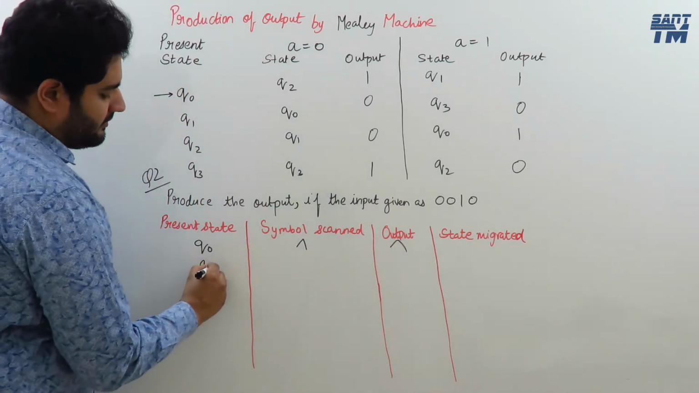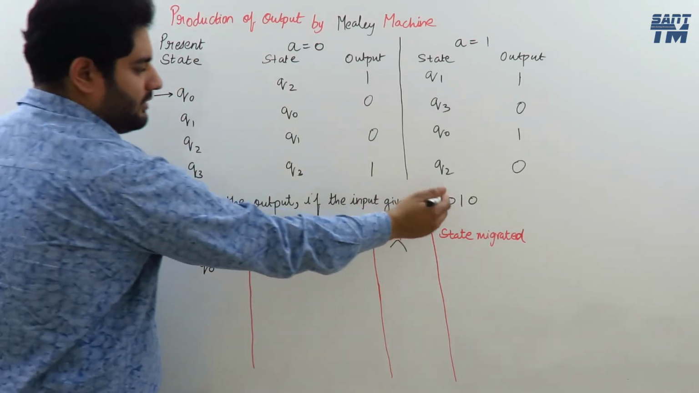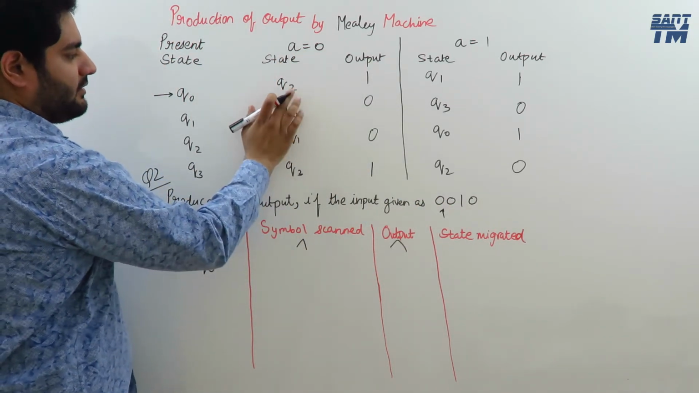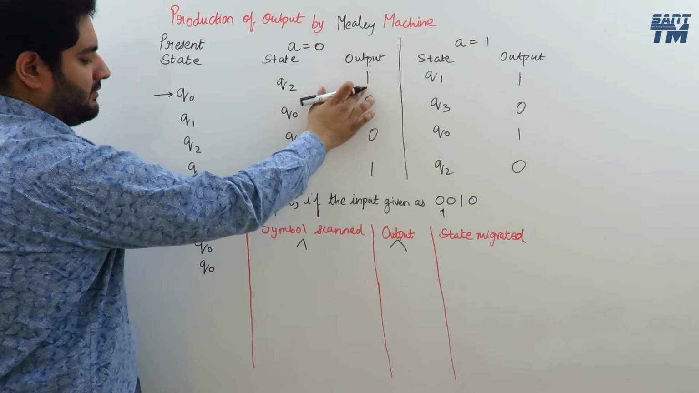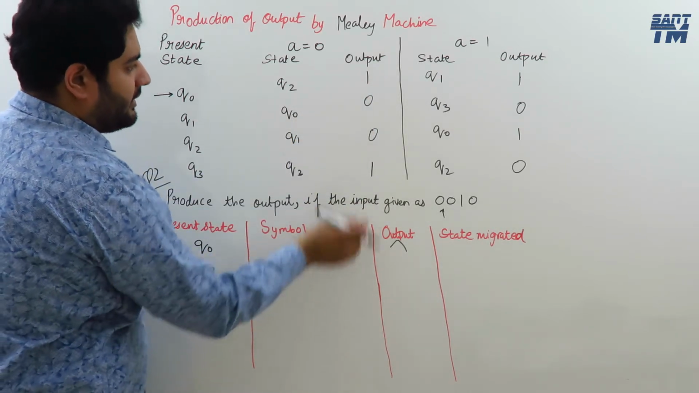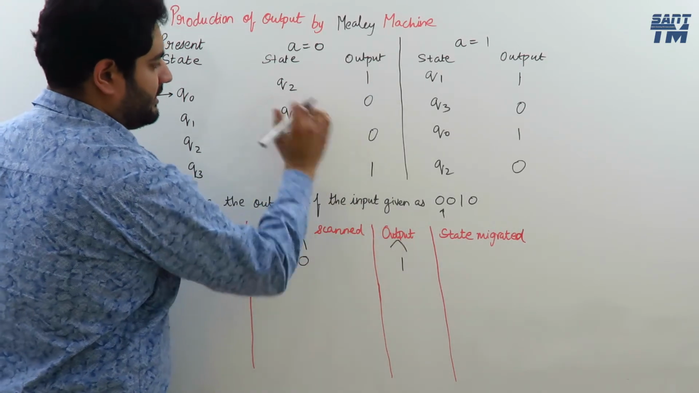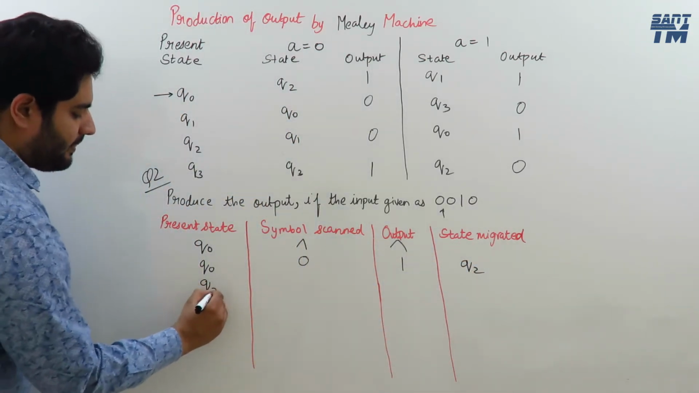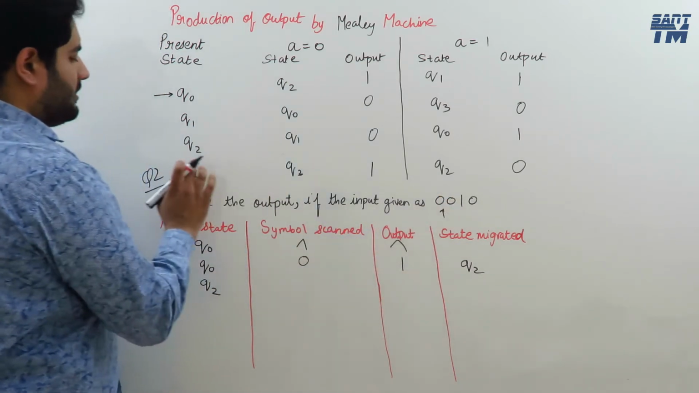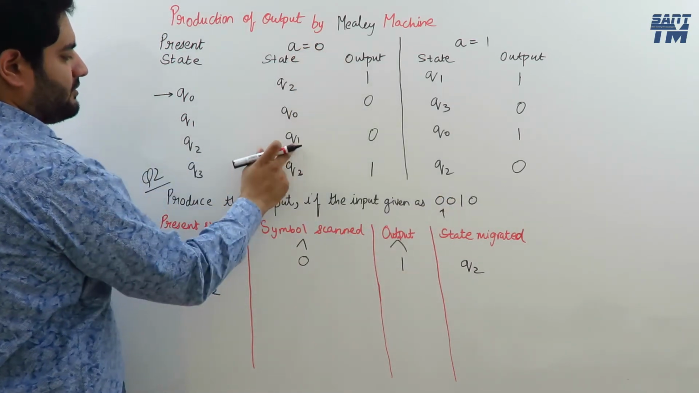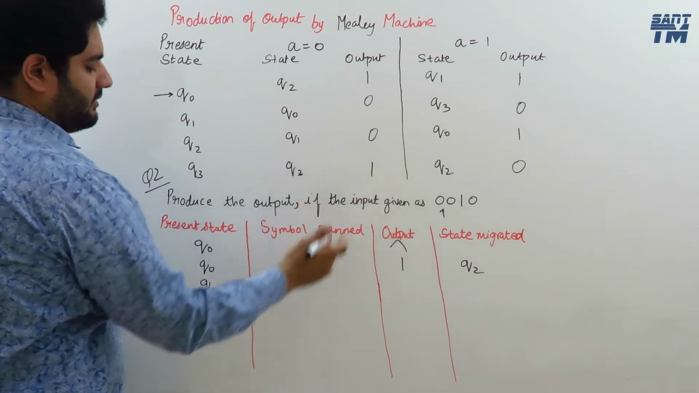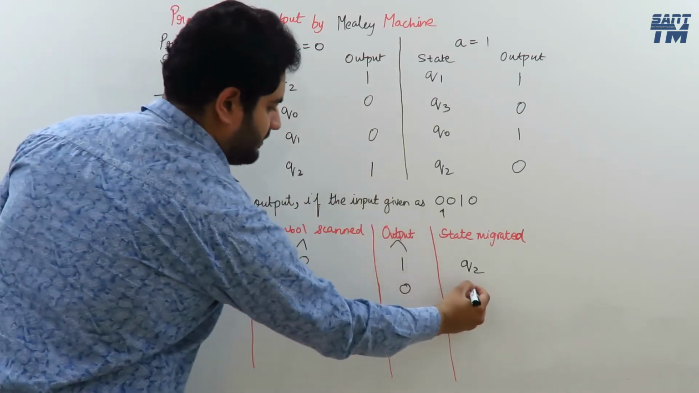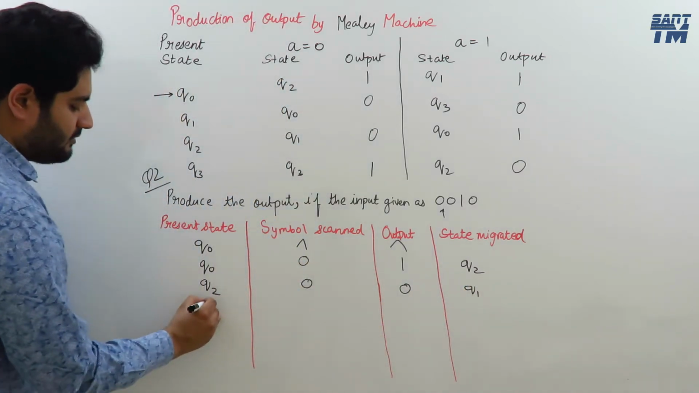First move Q0 on the symbol null, output null. Then we start again from initial state Q0. Q0 on applying 0 moves to state Q2 and produces output 1. So our present state is now Q2. Q2 on 0 moves to state Q1 and produces 0. So our present state is Q1.